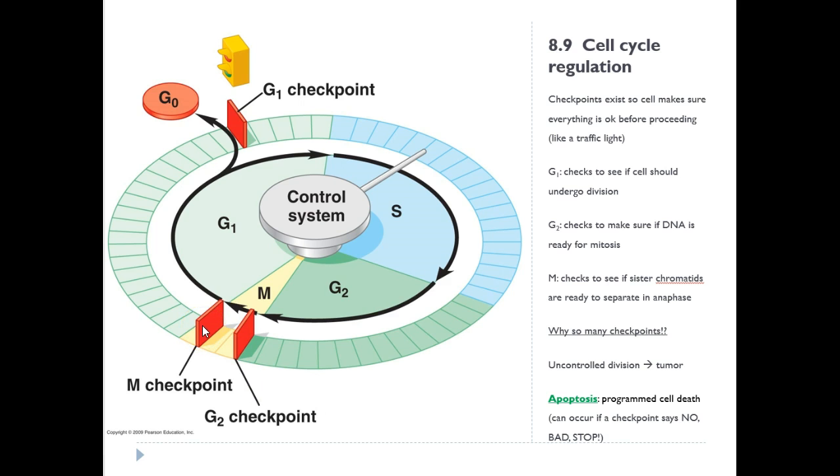Checkpoints are things that are designed to make sure that the cell can go from one phase to the next one. When these checkpoints are removed, for whatever reason, biologically or chemically or whatever, we can start cranking out cells with no control, and that's what we call cancer.